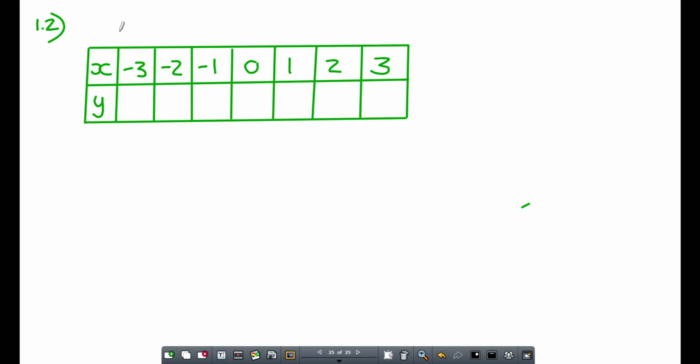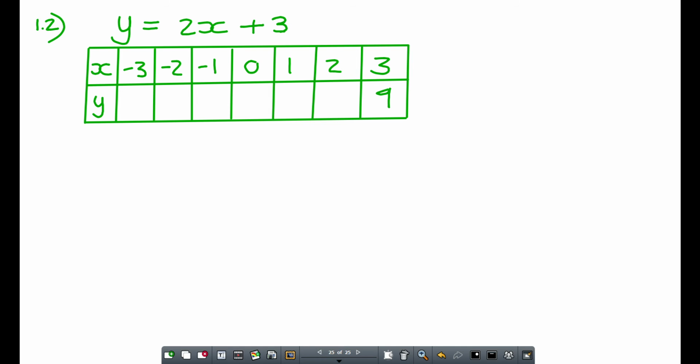Okay. The equation that was given was y is equal to 2x plus 3. And only that was given. Okay, so let's go and fill in.